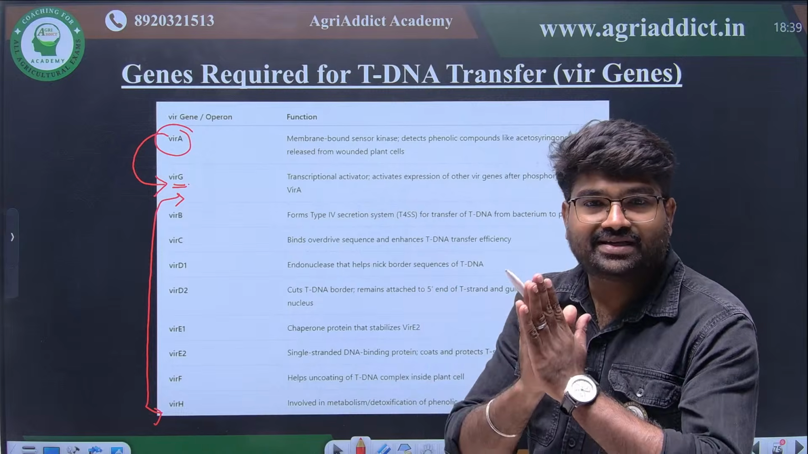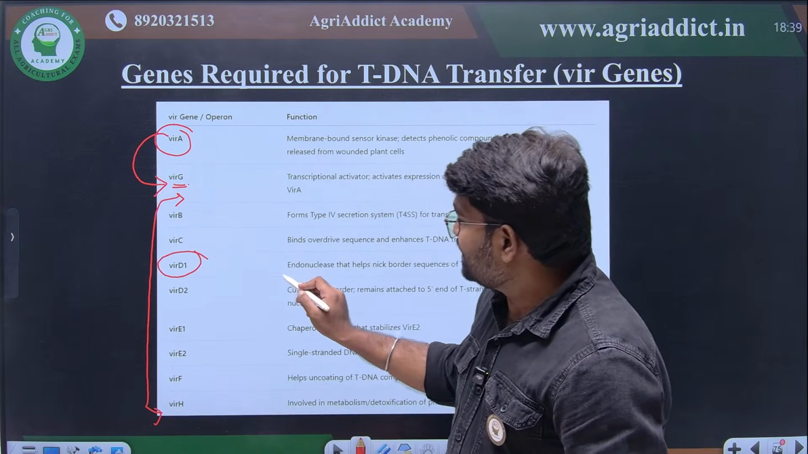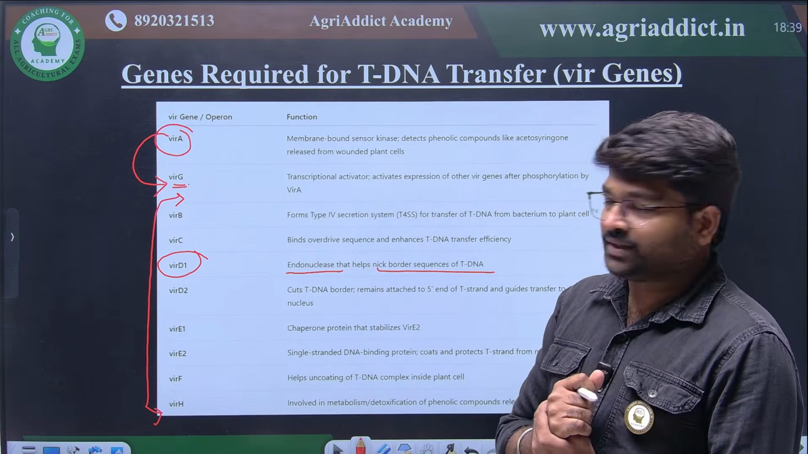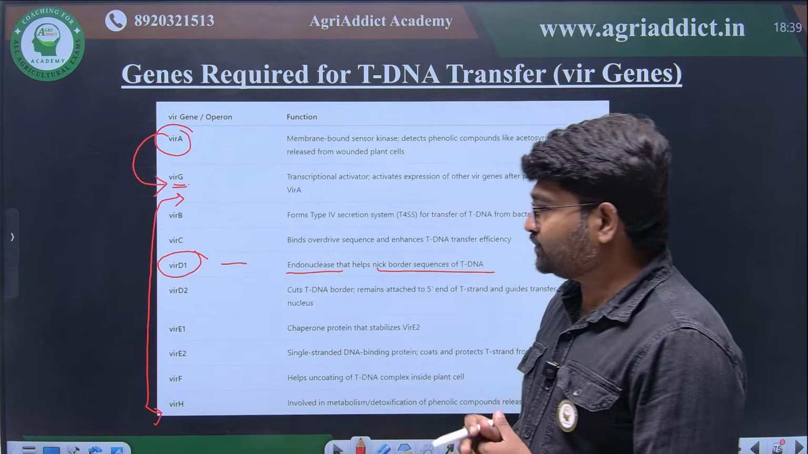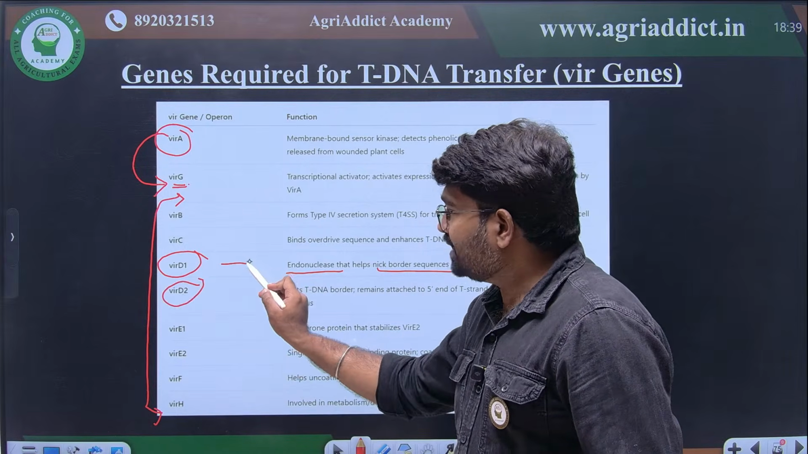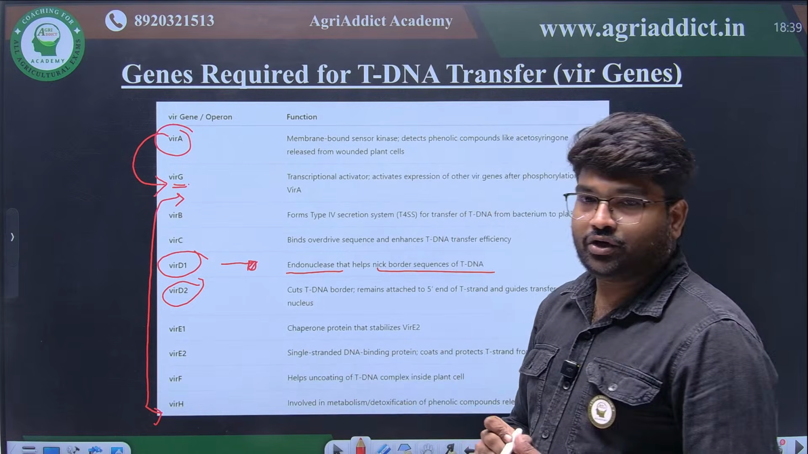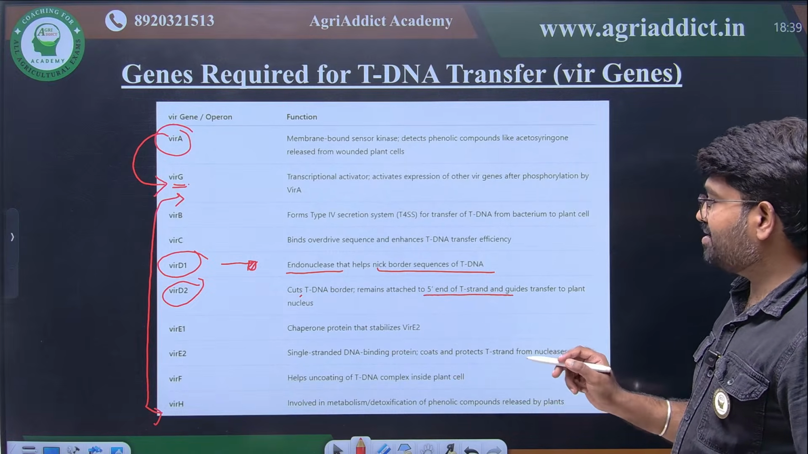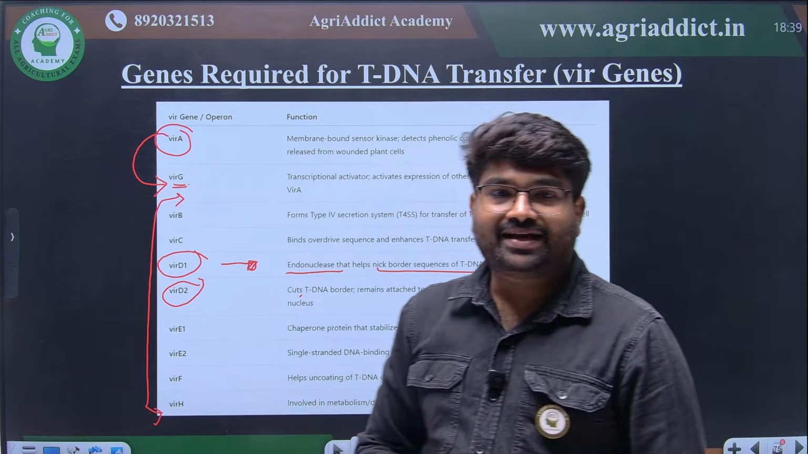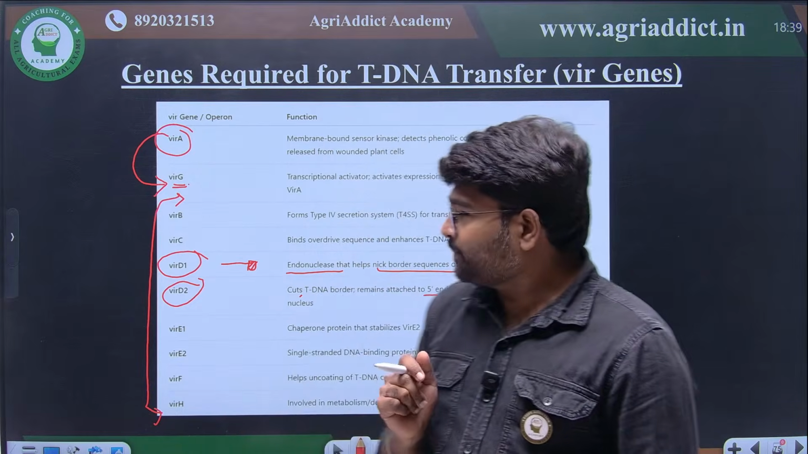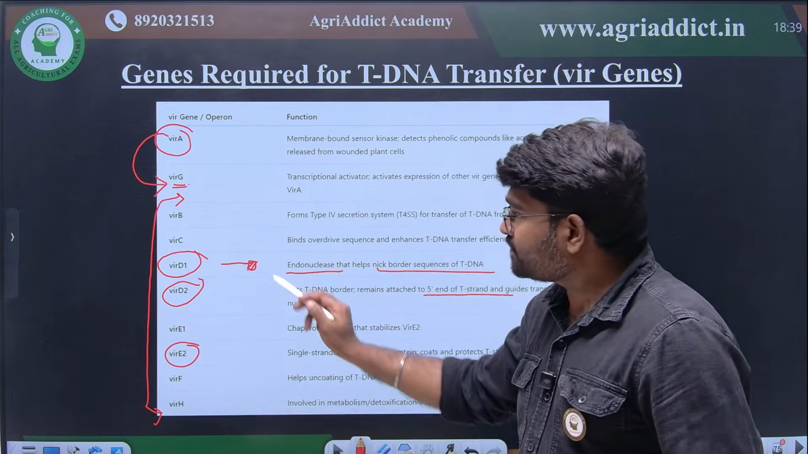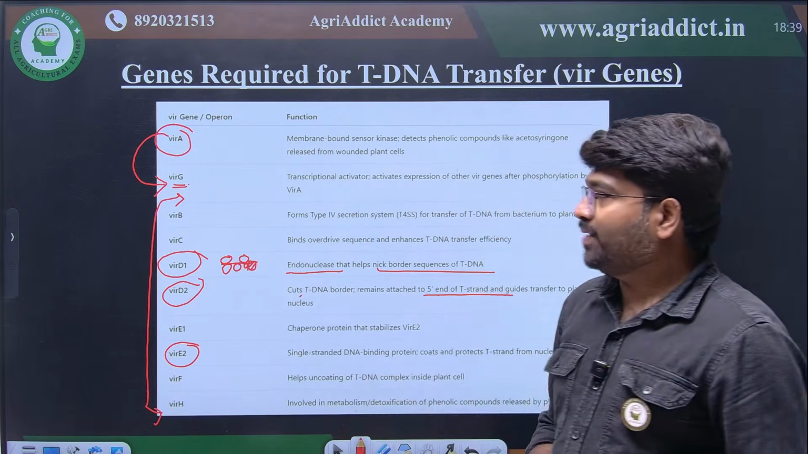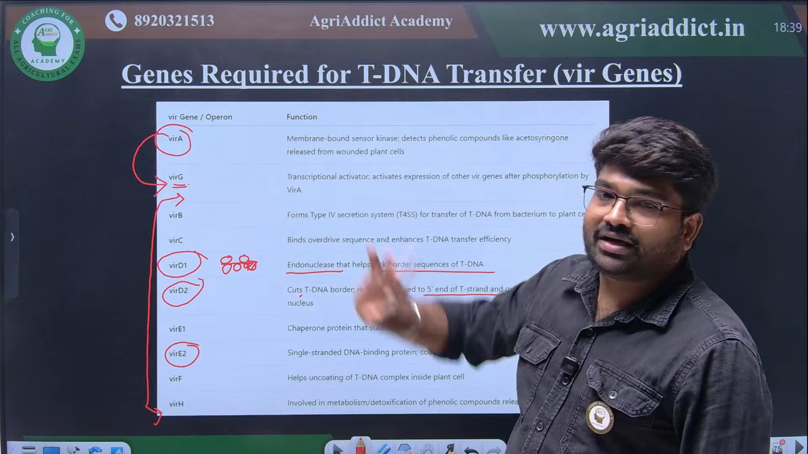We have already seen Vir D1 is an endonuclease that helps to nick the border sequence of tDNA. Once the single stranded tDNA is formed, Vir D2 will come and bind here to prevent nuclease activity. The cut DNA border remains attached to the 5' end of the tDNA and guides the transfer to the nucleus. Then Vir E2 will act as a single strand binding protein. It will come and bind here. These are the key important Vir genes.